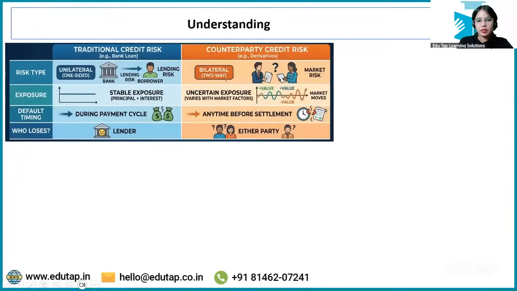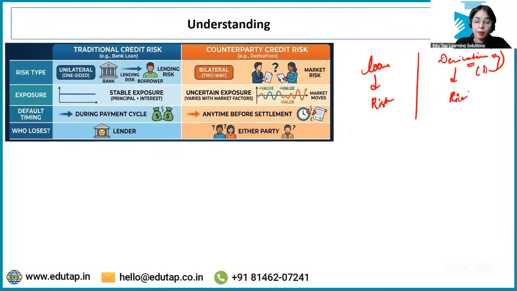Now, banks are providing loans. For loans, there is risk. Can we say that derivatives do not have any risk? No, derivatives also have some risk. So the bank is investing in derivatives, but derivatives also have a certain risk, which is known as the counterparty credit risk.